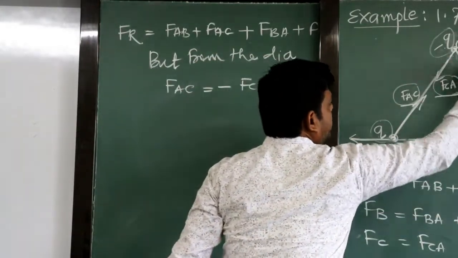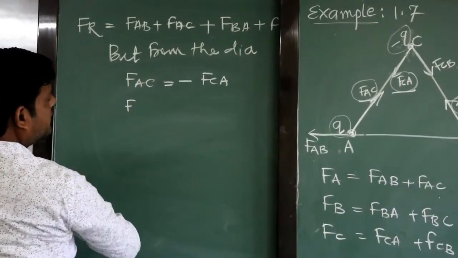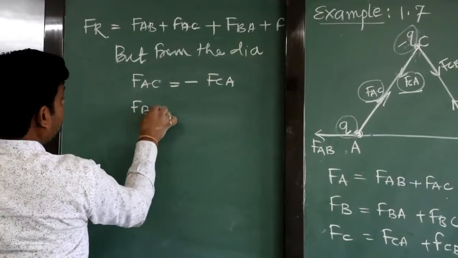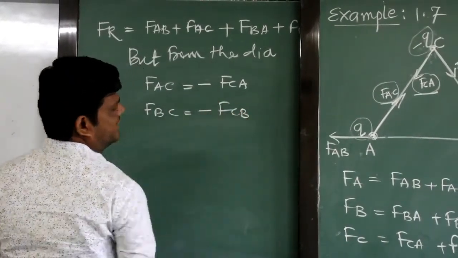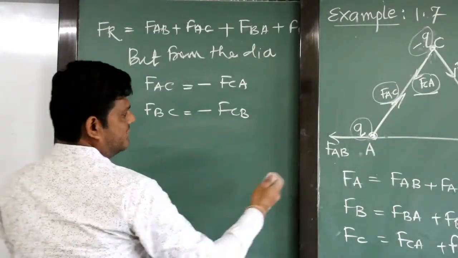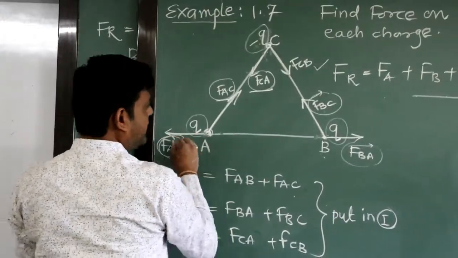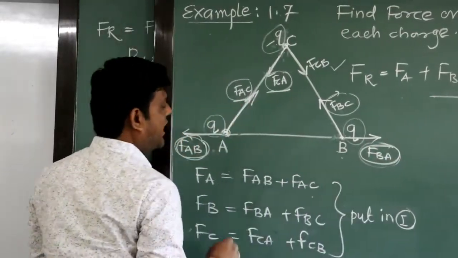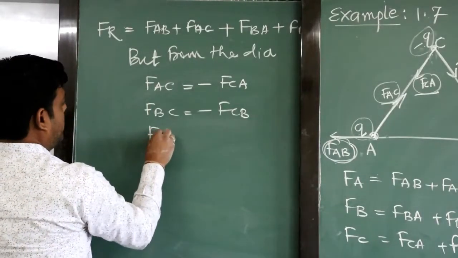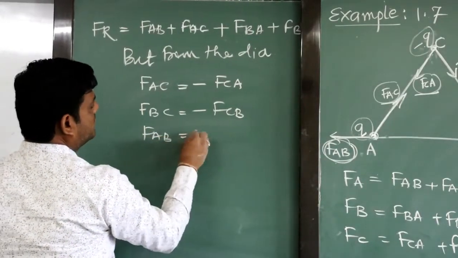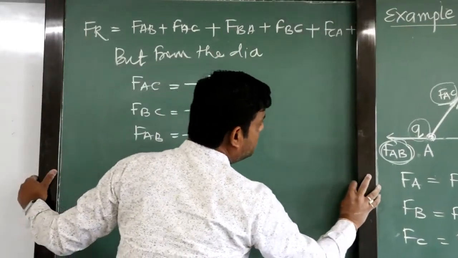Similarly, what can we write over here? See what we can write. F_BC equals minus F_CB. See the diagram. And here this F_AB and this F_BA are again opposite in direction. So F_AB equals minus F_BA, right?